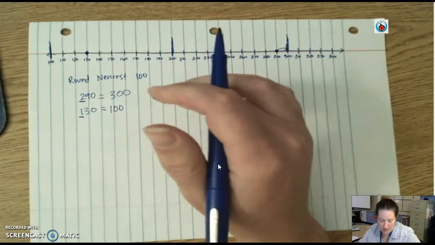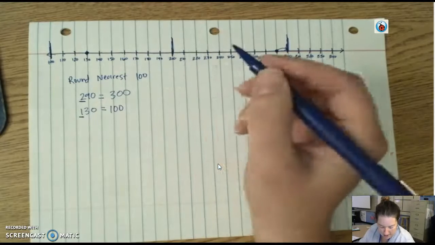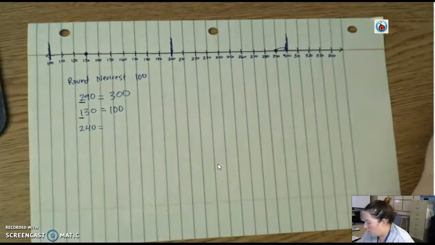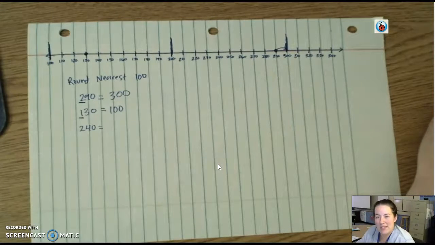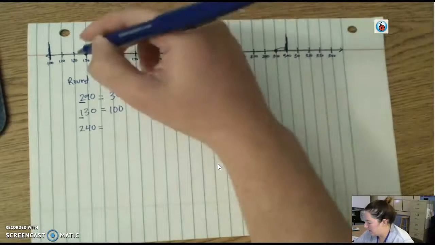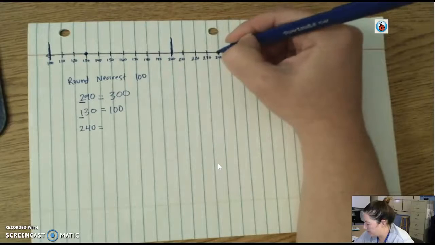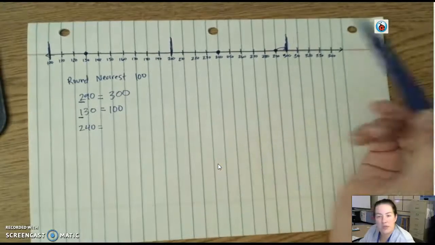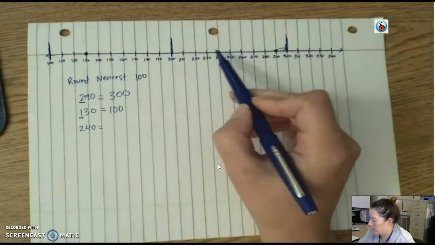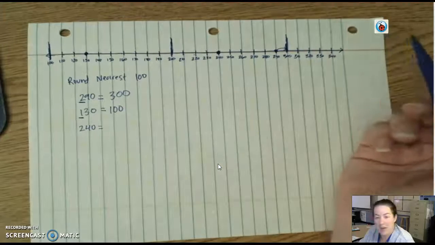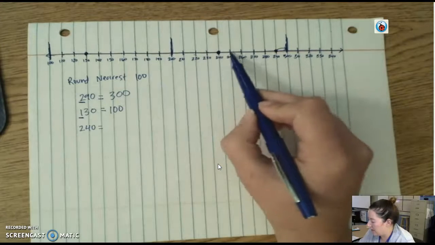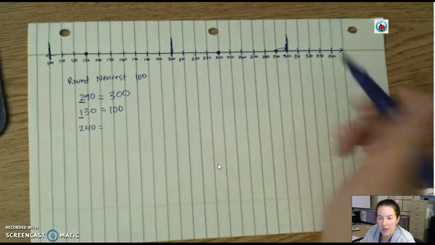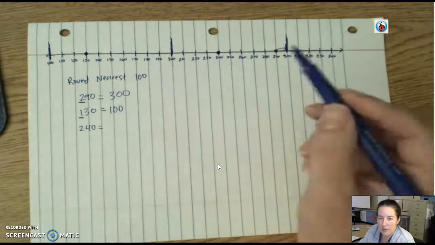Let's try just a couple more. All right, how about 240? What is 240 rounded to the nearest 100? Well, let's find it on here. Here's 240. Well, is it closer to 200 or is it closer to 300? So 1, 2, 3. It's 40 away from 200. And it's 1, 2, 3, 4, 5, 60 away from 300. So it's going to be closest to 200.